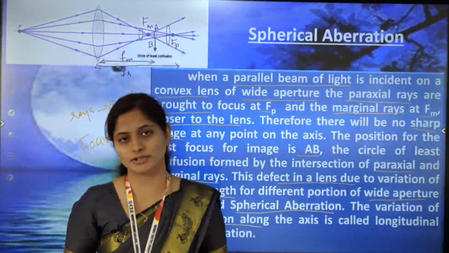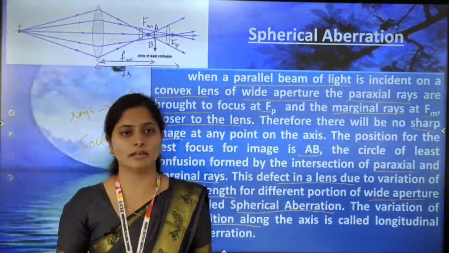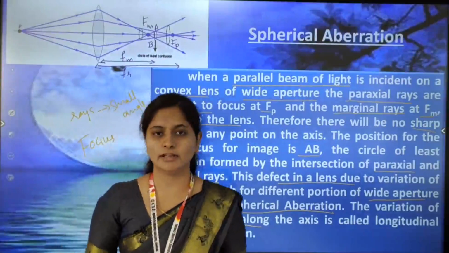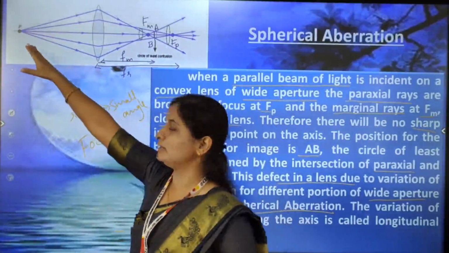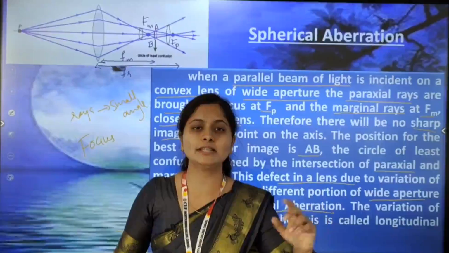Longitudinal spherical aberration. Got it? In that, first we have to explain the diagram. See here, in short I will tell you, we are incidenting light in the form of a parallel beam of light.